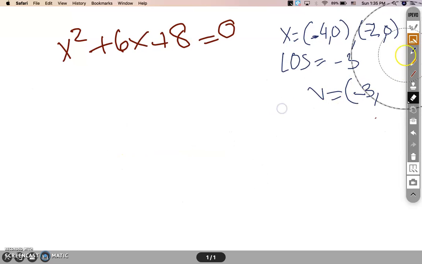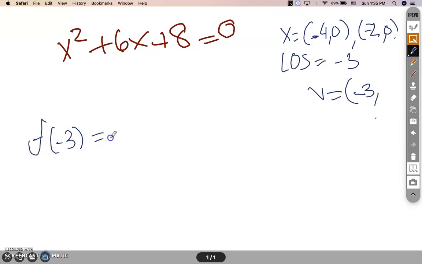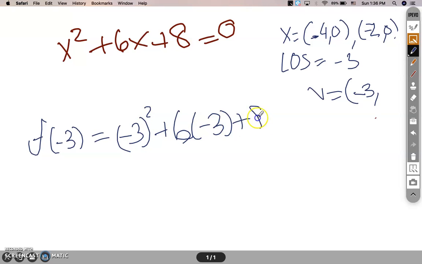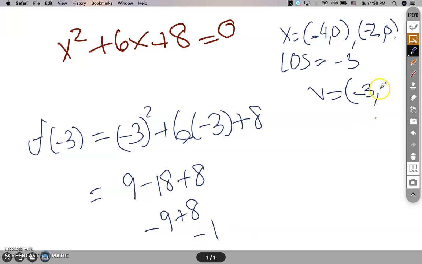Now we know that we can just plug this into the equation, right? If I put this in the form of a function, this will be f of negative 3. Let me write it more neatly. f of negative 3 equals negative 3 squared plus 6 times negative 3 plus 8, right? So then I get 9 minus 18 plus 8. So this will be negative 9 plus 8, so I get negative 1. So it'll be negative 3, negative 1. Okay, that'll be my vertex.